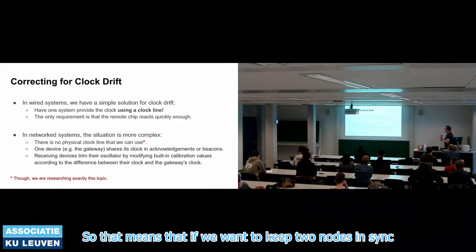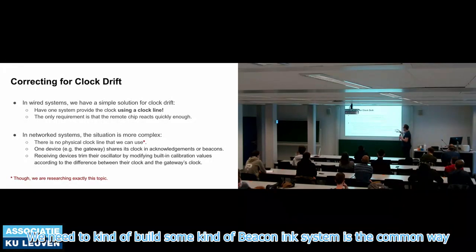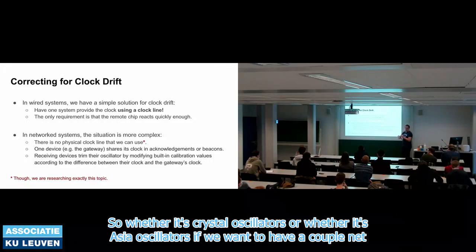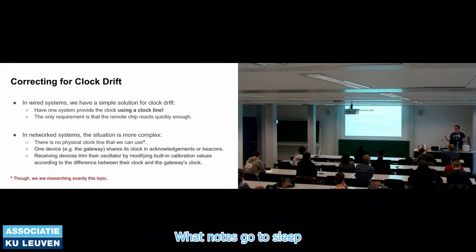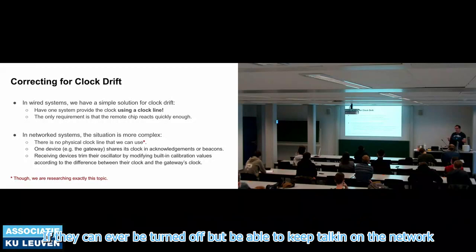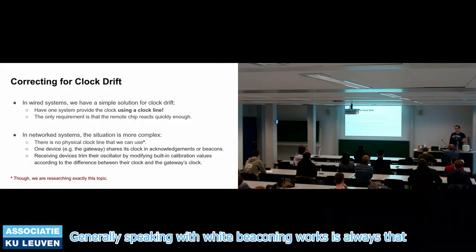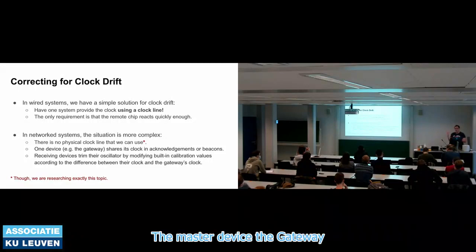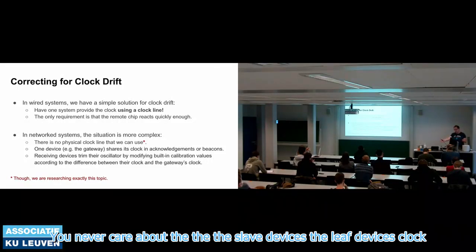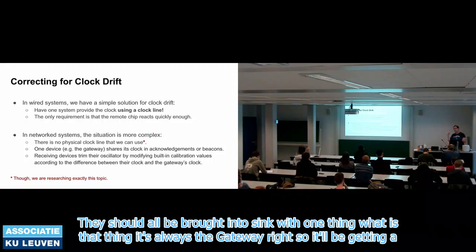So that means that if we want to keep two nodes in sync, we need to build some kind of beaconing system, which is the common way. So whether it's crystal oscillators or RC oscillators, if we want to have a couple of network nodes go to sleep, if they can ever be turned off, but be able to keep talking on a network, then we'll have one of them send out these periodic beacons. Generally speaking, the way beaconing works is always that the master device, the gateway, will always send out its clock. You never care about the slave devices', the leaf devices' clock. They should all be brought into sync with one thing. What is that thing? It's always the gateway, right?